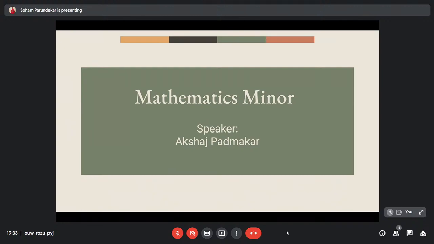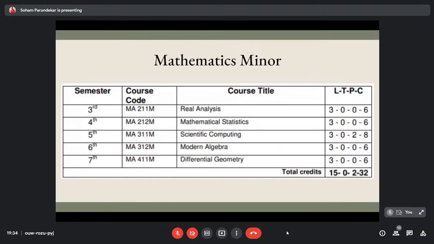Hey guys, I'm Akshaj Padmakar from EEE branch. Today I will be giving you a glimpse of what Maths Minor has to offer. Next slide. This is the basic course structure for Maths Minor. I will be explaining each of the courses in a while. Next slide.